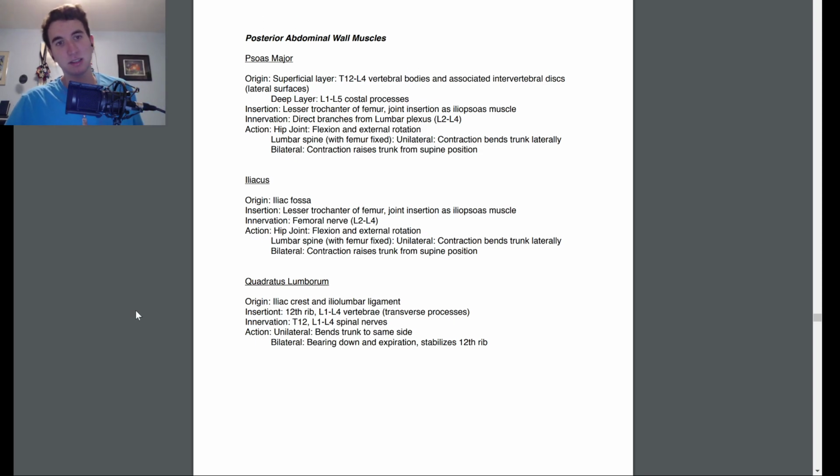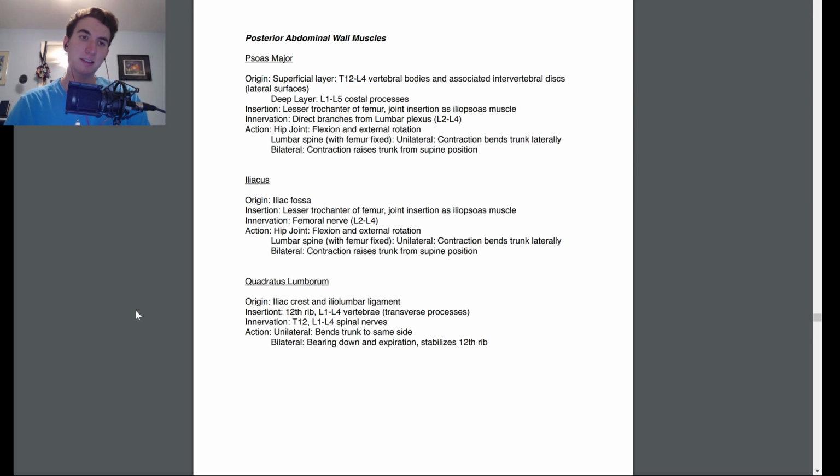Innervation is caused by the direct branches from the lumbar plexus coming from L2 to L4. And then the actions, so the hip joint, flexion and external rotation. The lumbar spine with the femur fixed, you have unilaterally, contraction bends trunk laterally, and bilaterally, you have contraction raises the trunk from supine position.